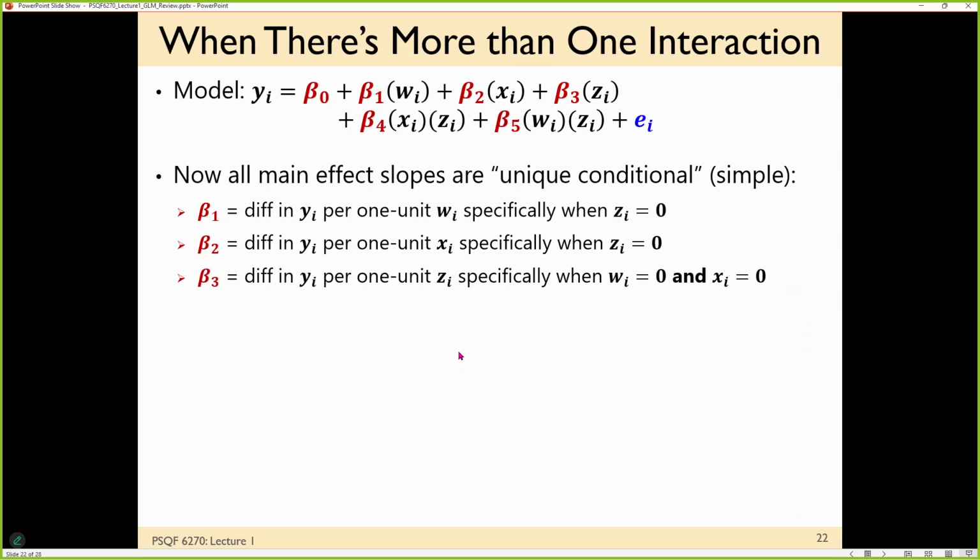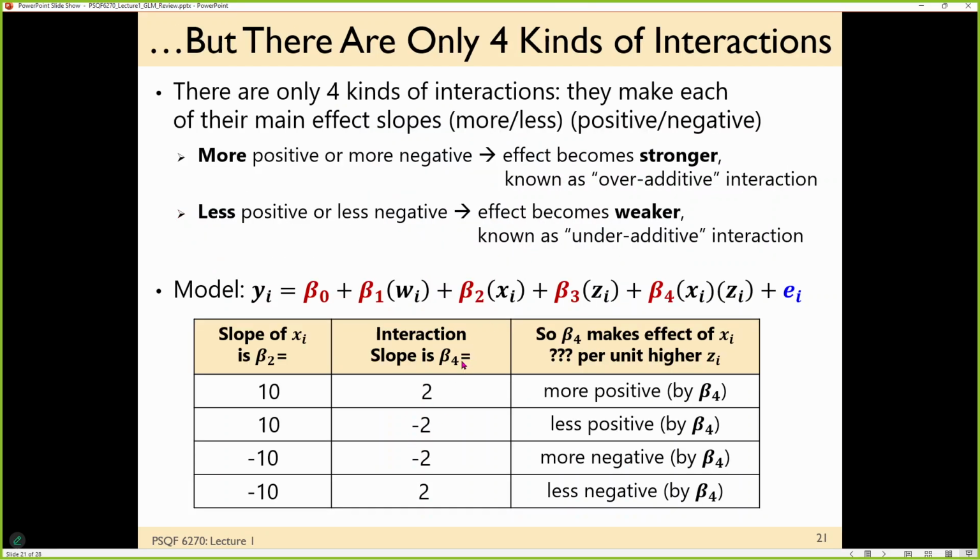So to recap, come back. I don't want this slide yet. Come on, come back, there we go. What the interaction term does is affect the main effect slopes. They don't affect y directly, they affect the slopes that are part of their constituent variables. That's how we talk about them.